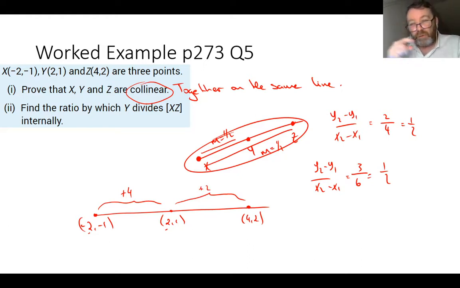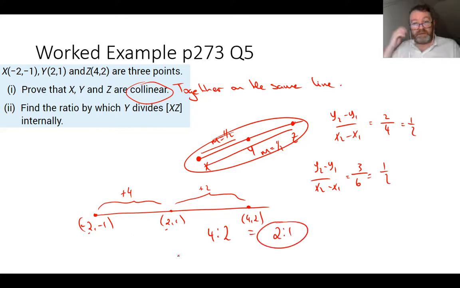However, we don't call it 4:2 because a ratio is the simplest whole number relationship. You have to simplify 4:2 down to 2:1. And that is the ratio that exists between those two parts of that line. See how easy it is by inspection? I think inspection works because it means you've got a deeper understanding of what the internal division of a line segment is all about.